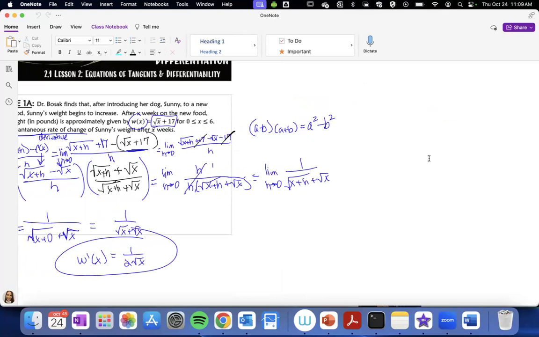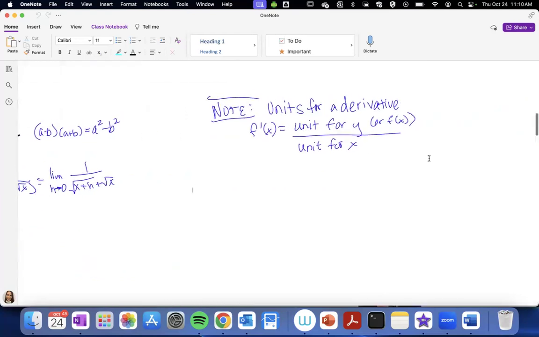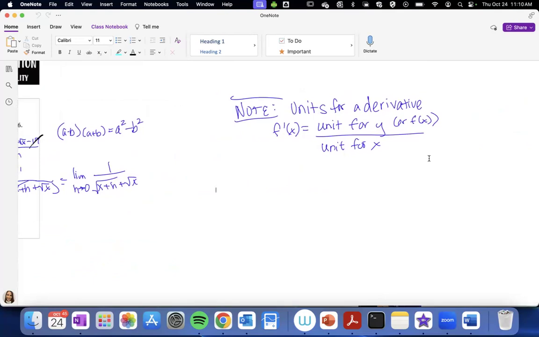So the derivative, some notes. The units for a derivative: it is a rate of change. So it's going to be the unit for y, or f of x, in this case w of x, which is your y, over the unit for x. The unit of y over the unit of x, right? So it's a rate like miles per hour or whatever.